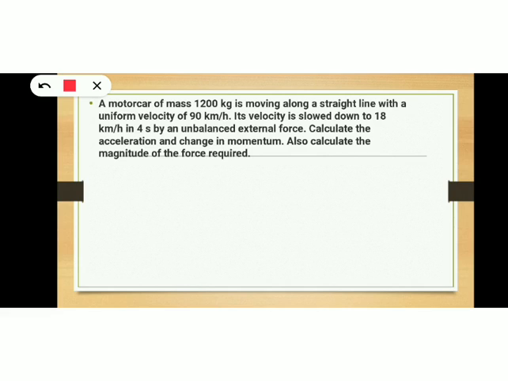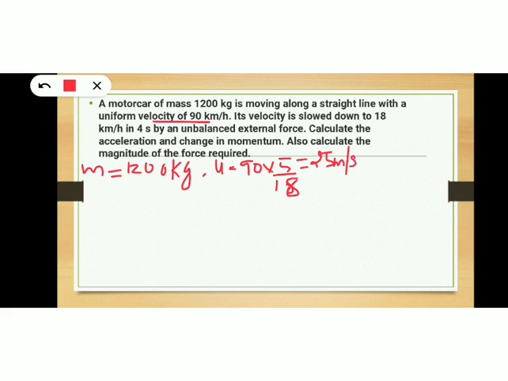So here, first of all, just note down the data given. Motor car of mass, so mass is 1200 kilogram, is moving along a straight line with a uniform velocity. That means initial velocity is 90 km per hour, and you must convert it to meter per second. How will you convert it? Just multiply it with 5 by 18. So you will get the value as 25 meter per second.